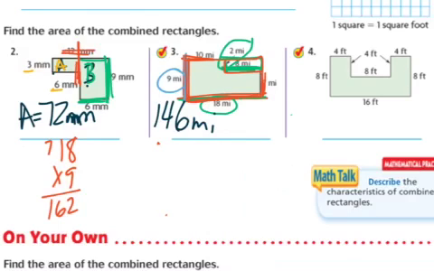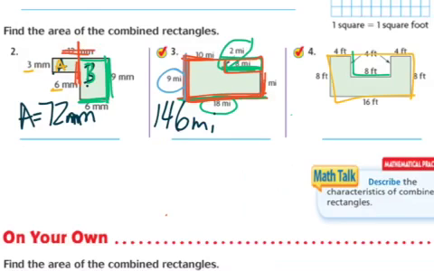I can do this multiple ways. I can find 3 different areas and then add them together, or I can find 1 big area, 1 small area, and subtract. Those are your 3 options.